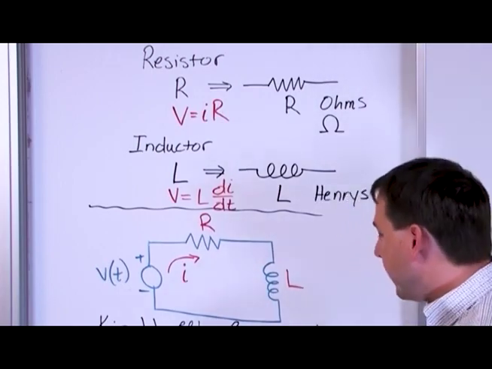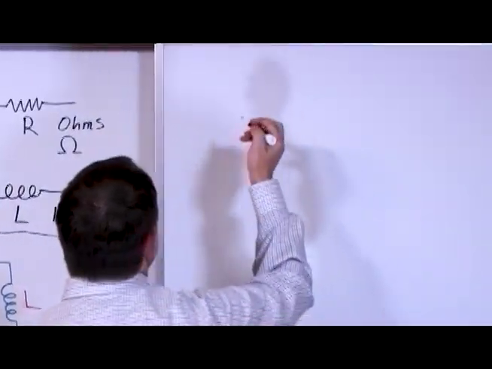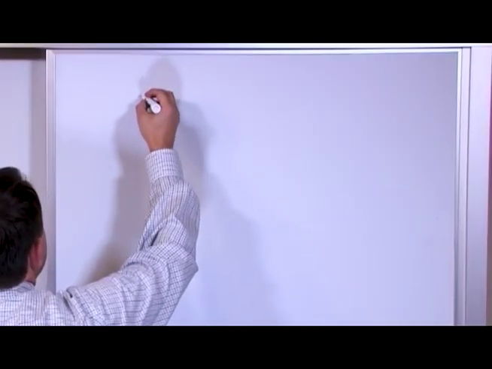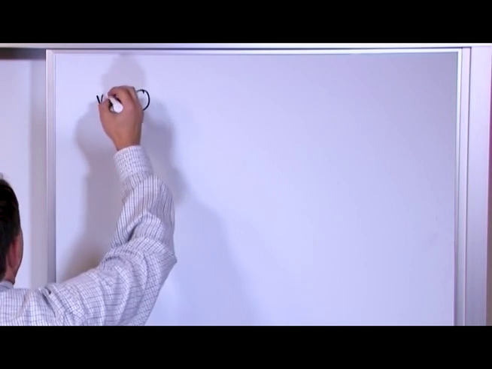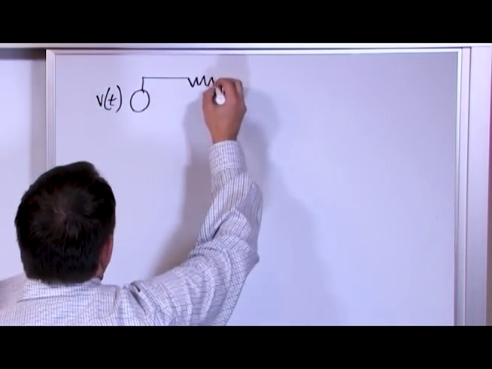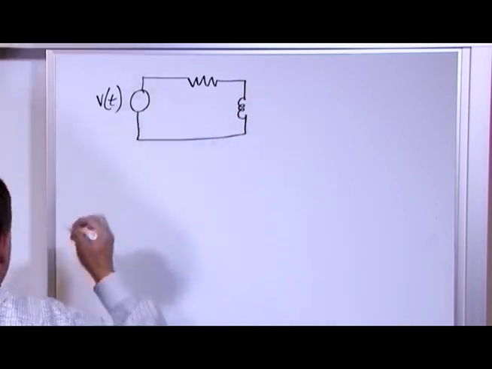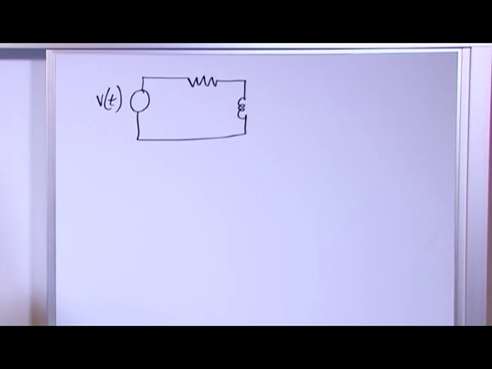Now, what we're going to do is redraw this circuit and actually put some values to it and take a look at it. And I think you'll understand a little bit better. So let's say we have some voltage source. We'll call it V of t. And it's connected to a resistor, which is connected to an inductor, back to the source, just like we had before, no changes at all.